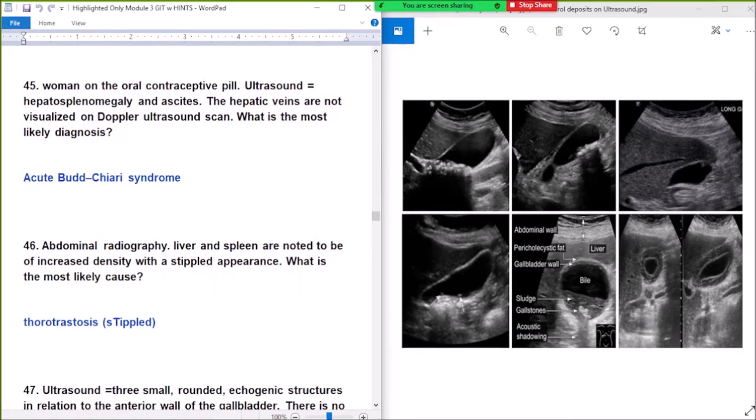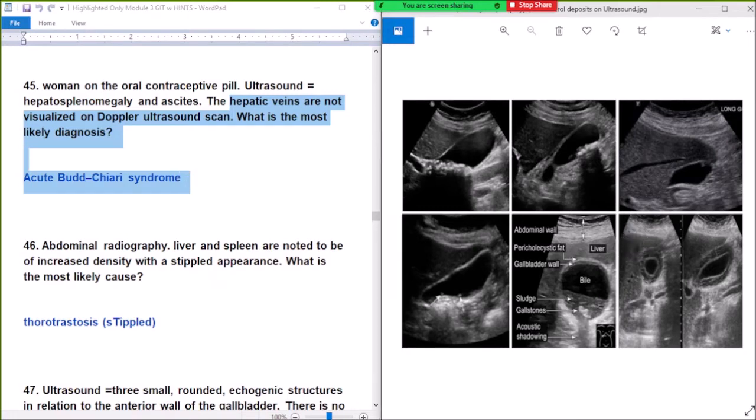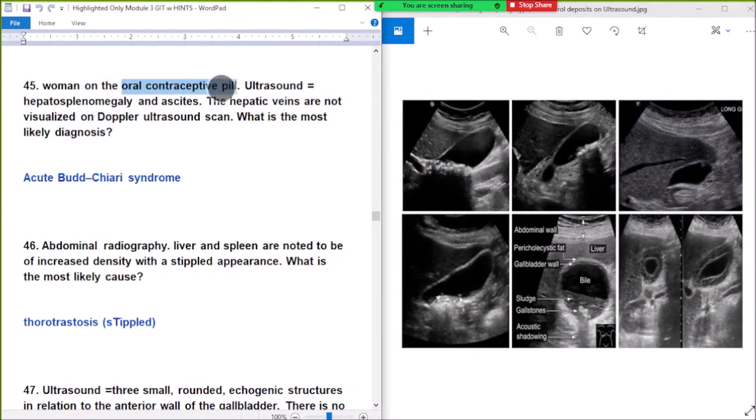Question number 45. Woman on oral contraceptive pill. Ultrasound shows splenomegaly and ascites. The hepatic veins are not visualized on Doppler ultrasound. What is the most likely diagnosis? Acute Budd-Chiari syndrome. Woman on oral contraceptive pill, ultrasound with splenomegaly and ascites, hepatic veins not visualized on Doppler: most likely diagnosis is acute Budd-Chiari syndrome.